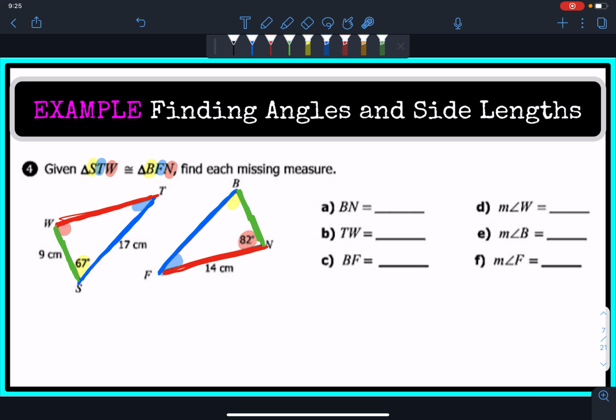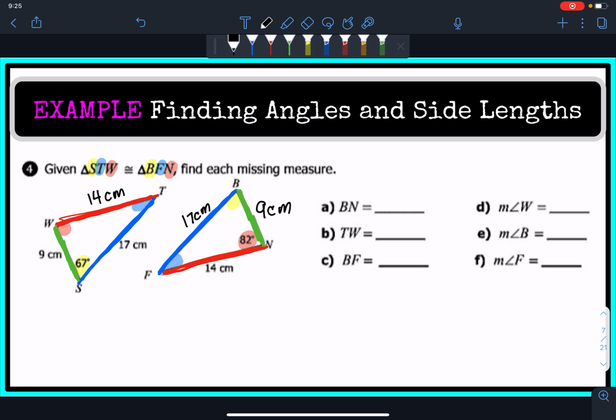So let's fill things in, okay? So the green side, which is 9 centimeters on this triangle, would have to be the same as that one. So this one is also going to be 9 centimeters. Since this side right here is 14, which is in red, that means that the red on the other triangle is also going to be 14. And the same with the blues. The blues are also going to measure the same length. So this one is also going to be 17.